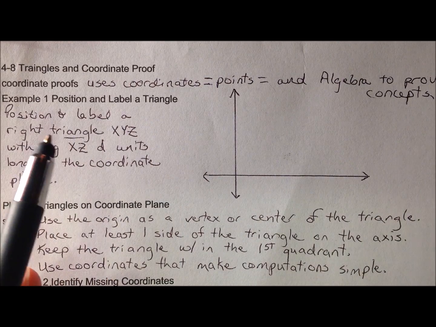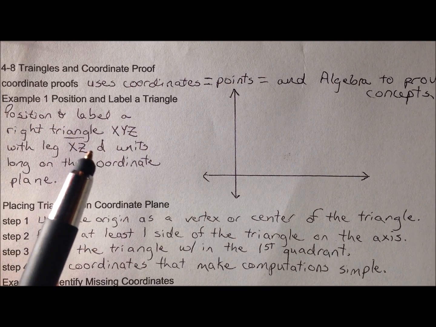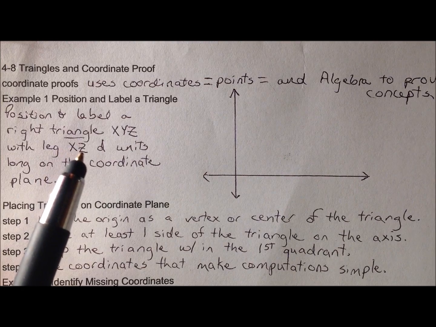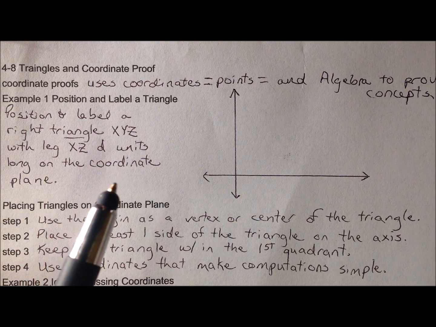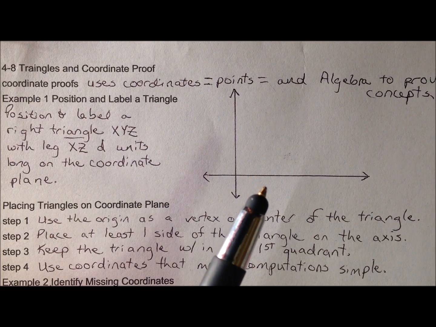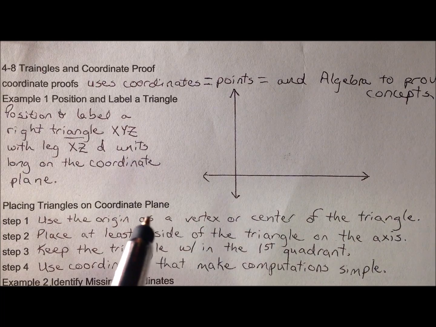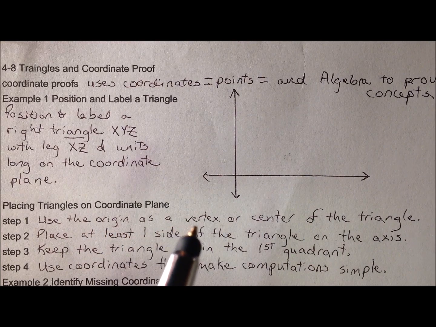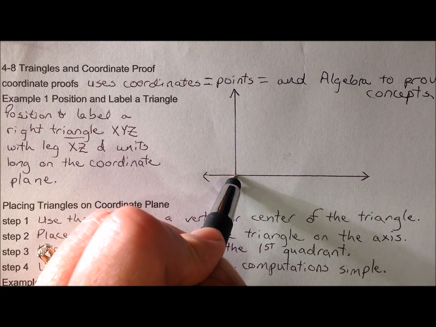So the directions for this problem we're going to take a look at say position and label a right triangle x, y, z with leg x, z, d units long on the coordinate plane. So I have my coordinate plane here, and some things to remember as we do this are listed below. First one, use the origin as a vertex or center of the triangle. So this is the origin, the spot 0, 0.